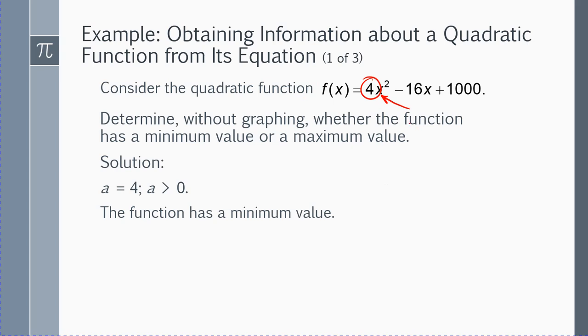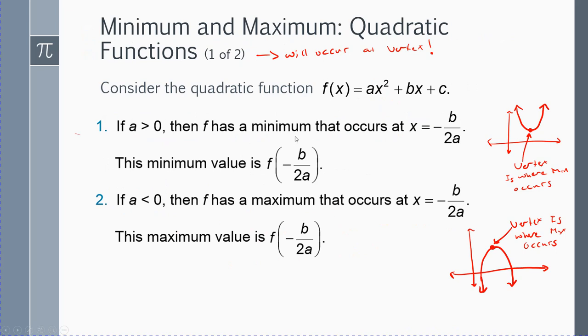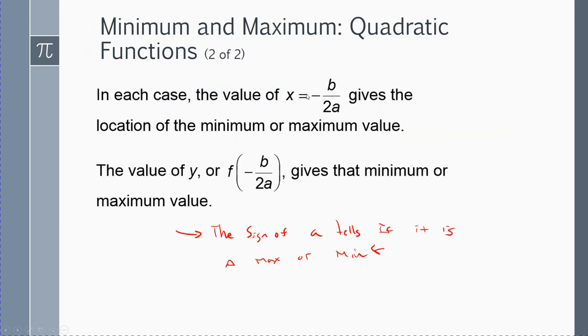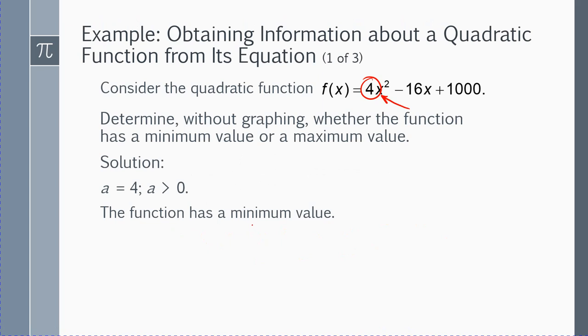You're going to look at the value of a. All right, it's equal to 4. It's greater than 0. Okay, so going back, if a is greater than 0, it has a minimum value. So this function has a minimum value. The reason being is if you were to sketch this graph, and this is without graphing, but I'm going to just show you here, okay? It's going to open upward, so the vertex has to be a minimum.